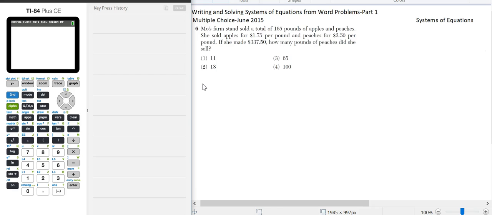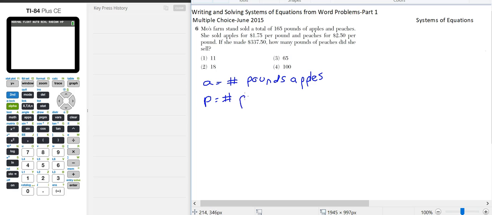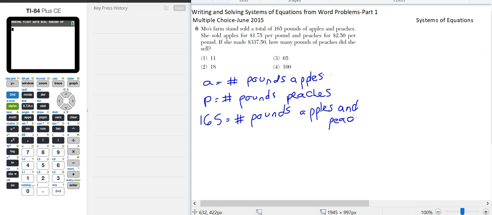So let's use A to represent the number of pounds of apples, and we'll use P to represent the number of pounds of peaches. And 165, we know, is the total number of pounds of apples and peaches. So we could use this information to write an equation. A, the number of pounds of apples, plus P, the number of pounds of peaches, is going to be 165. So this is one equation.